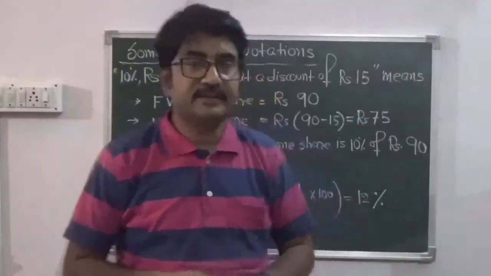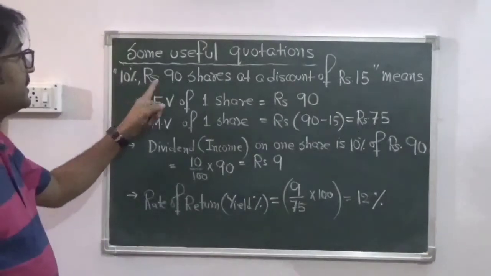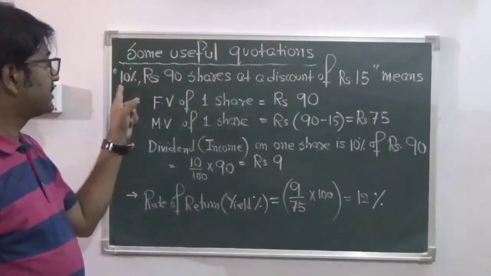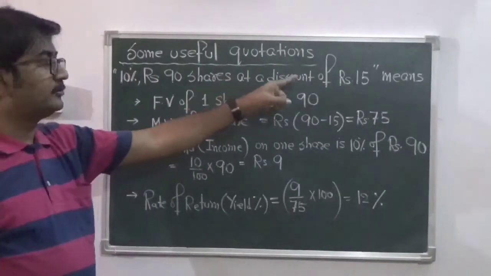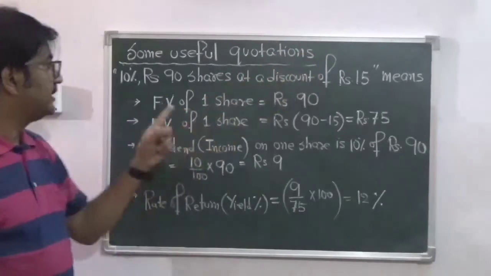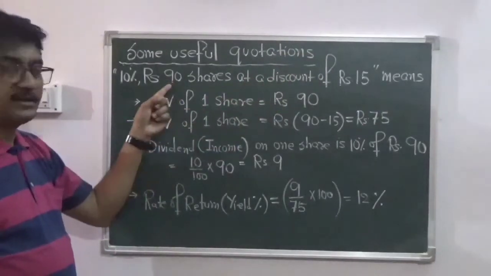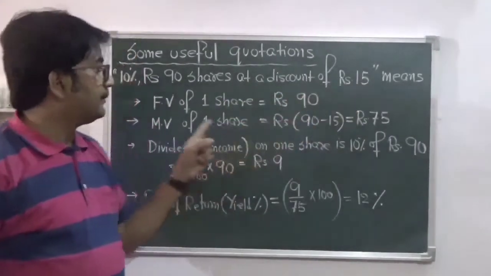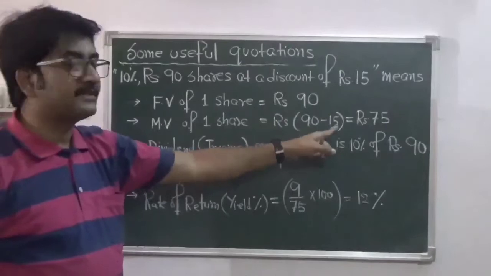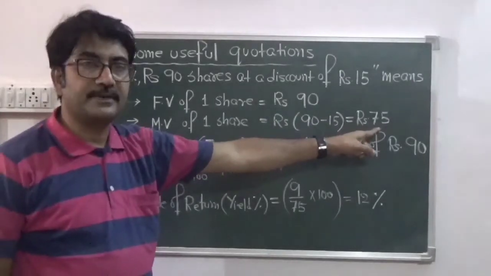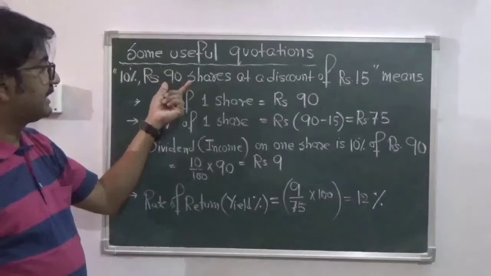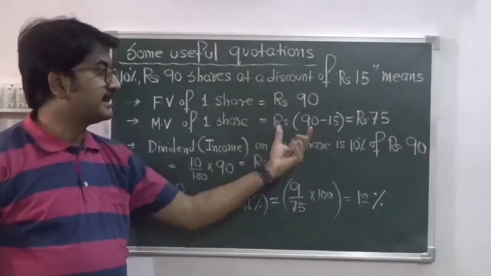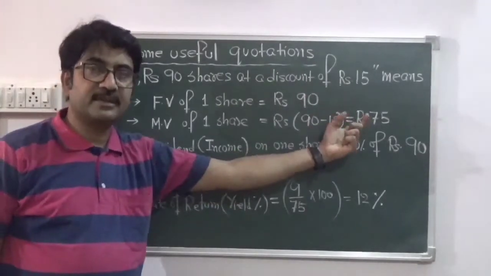Now the next one is 10%, rupees 90 shares at a discount of rupees 15. That means the face value of one share is rupees 90 and it is available at a discount of rupees 15. So the market value of this share will be 90 minus 15, that is equal to rupees 75. So the face value is rupees 90, the market value is available at a discount of rupees 15, so it is 90 minus 15, and this becomes the market value.